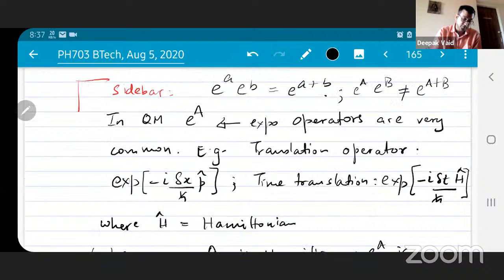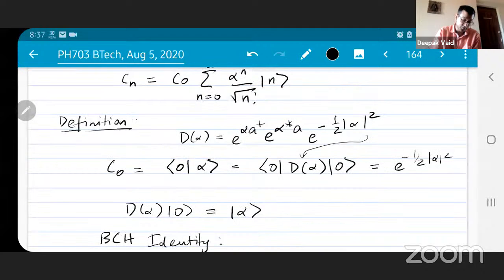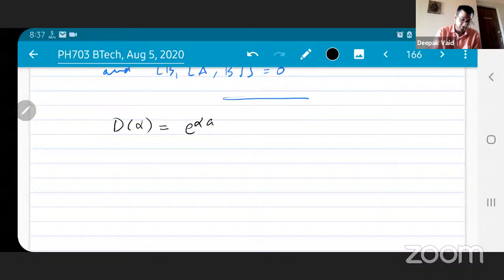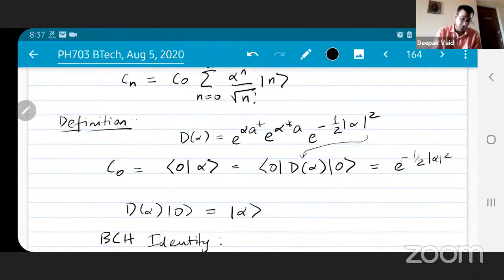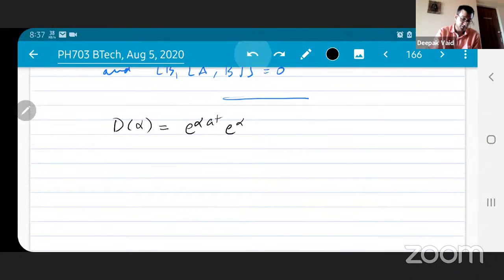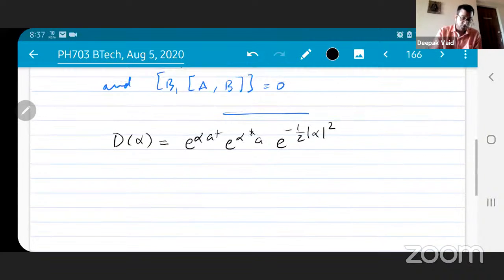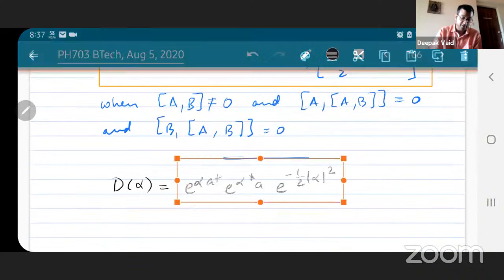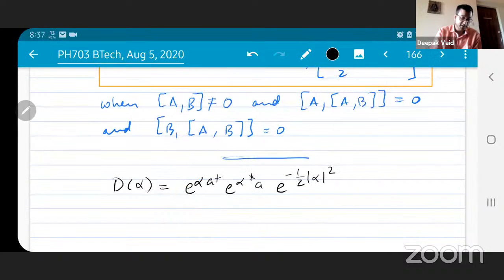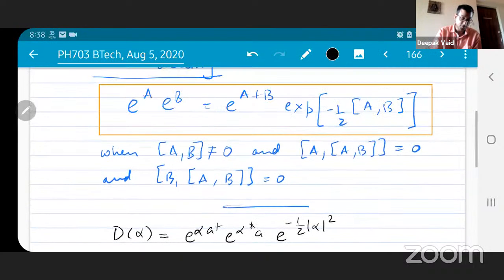So what do you have? Let me write this down here. Exponent alpha A dagger, exponent alpha star A, sorry, and exponent minus 1/2 alpha star. So first of all, this is a direct result of the BCH identity, this expression. Okay, how?